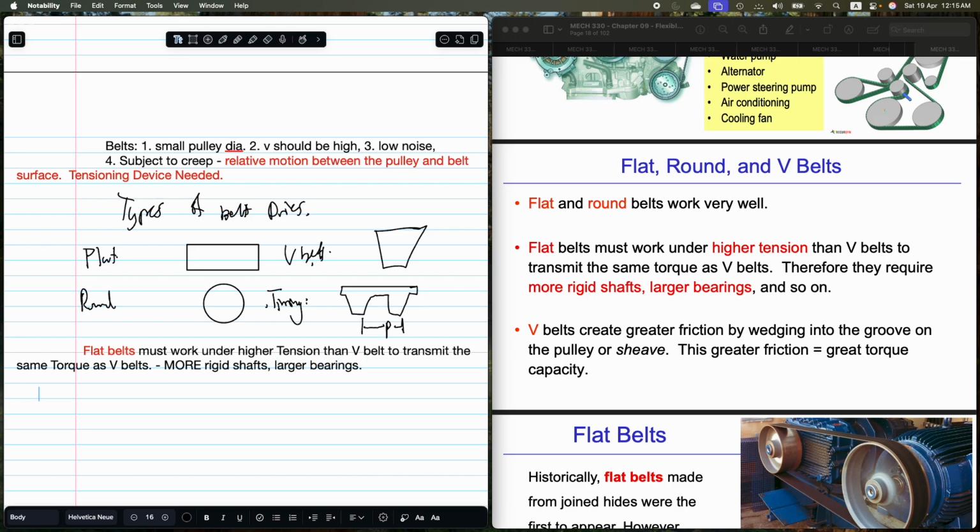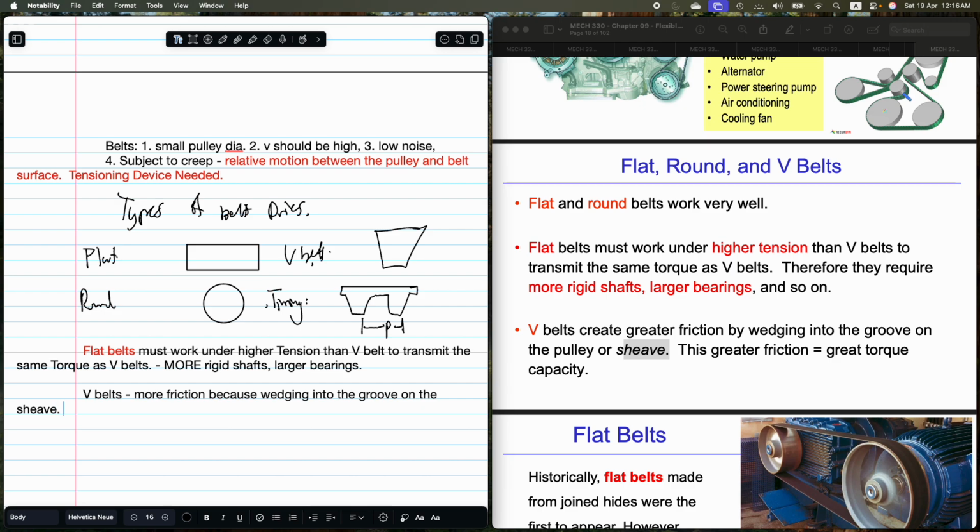Okay. V belts. What's so special about V belts? V belts create great friction by wedging into the groove on the pulley or sheave. So that's a key word. Maybe we'll be asked about this. So V belts: more friction because of wedging into the groove on the pulley or sheave.